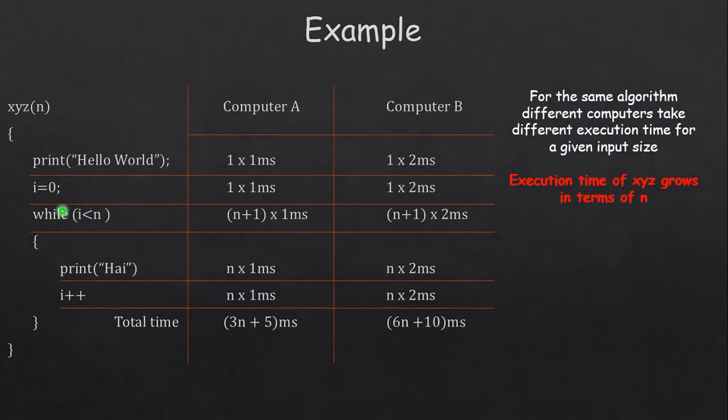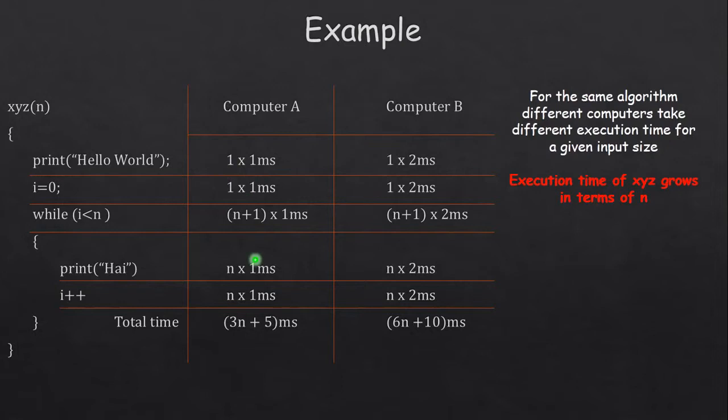The I value will be iterated from 0 to 9. 0 to 9 means for 10 instances this while condition will produce true, and for the last instance it will produce false. That's why it takes n plus 1 into 1 millisecond. Similarly, the print statement will take n into 1 millisecond, and I plus plus will take n into 1 millisecond. So the total execution time is 3 n's plus 5.